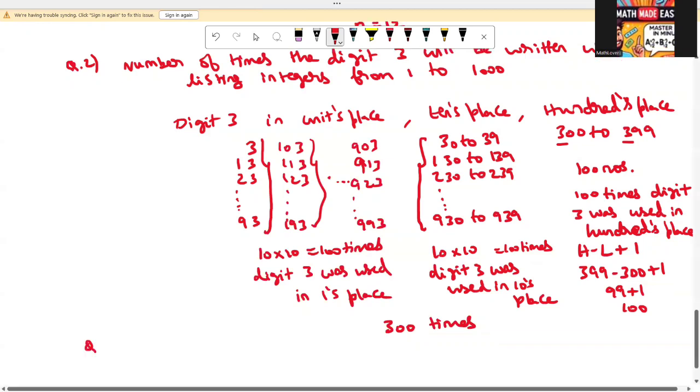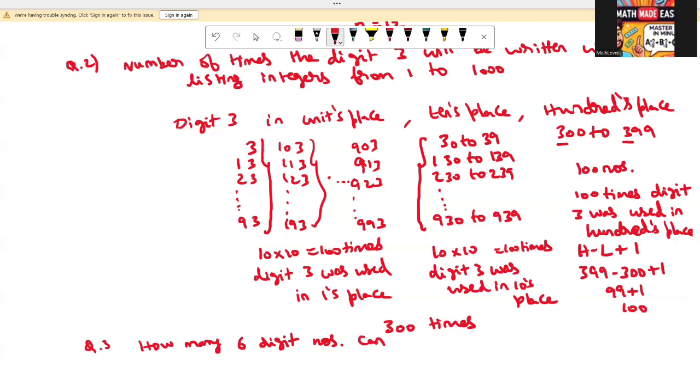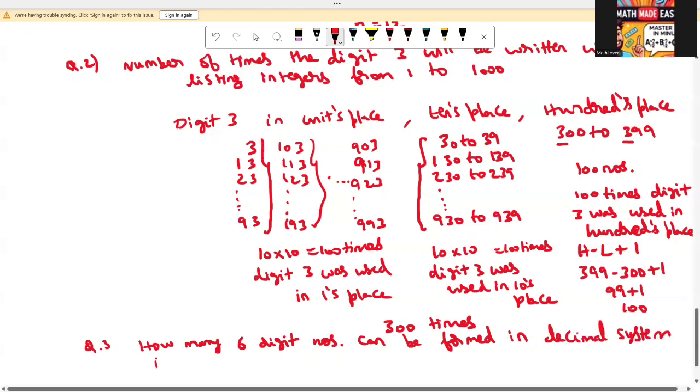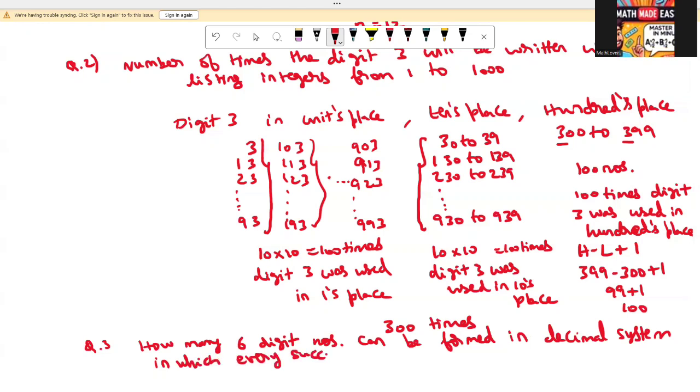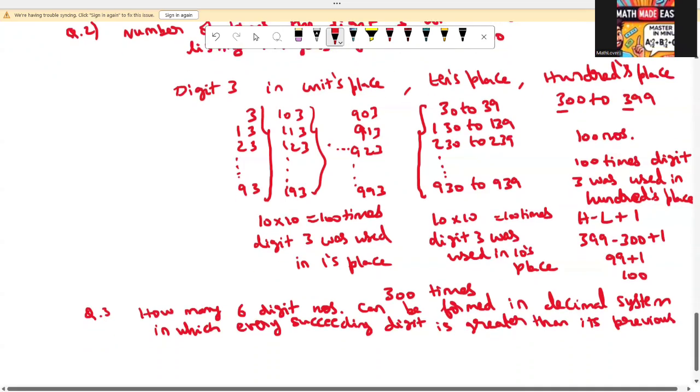So let's move on to question number 3. Next interesting one. How many 6-digit numbers can be formed in decimal system in which every succeeding digit is greater than its previous digit. It's greater than its previous digit.